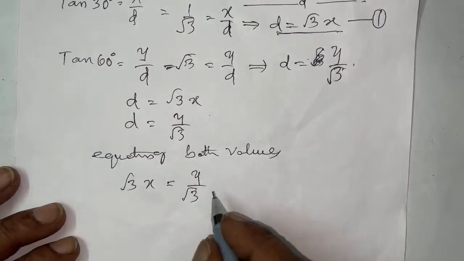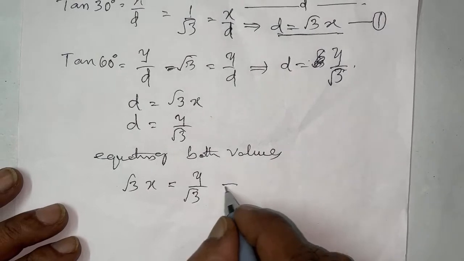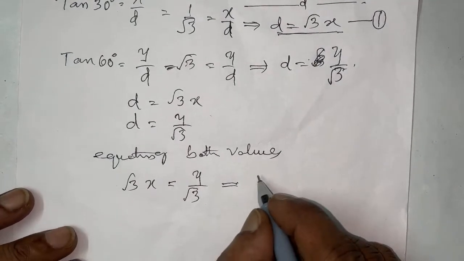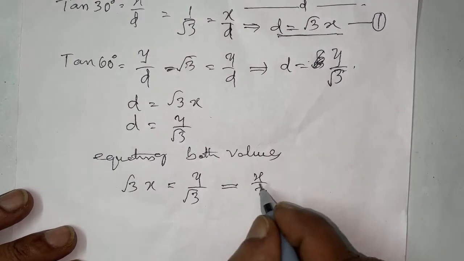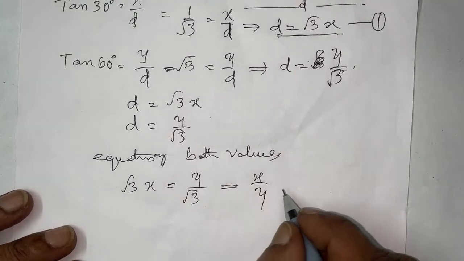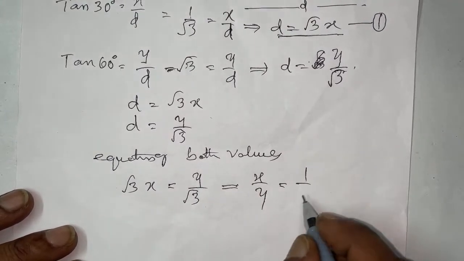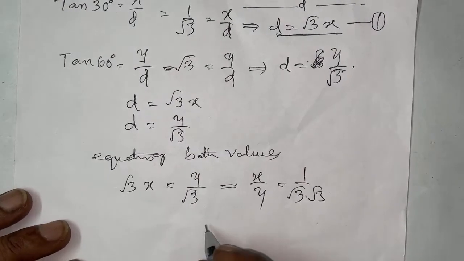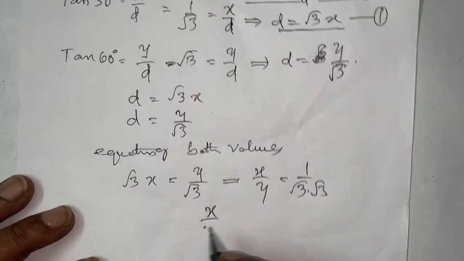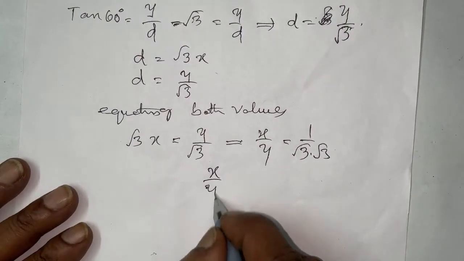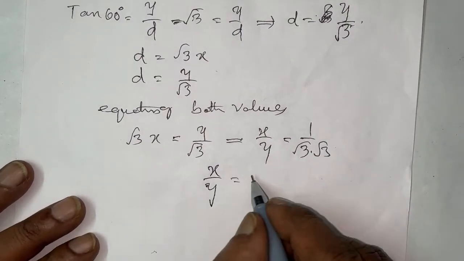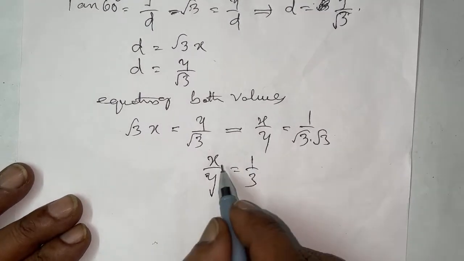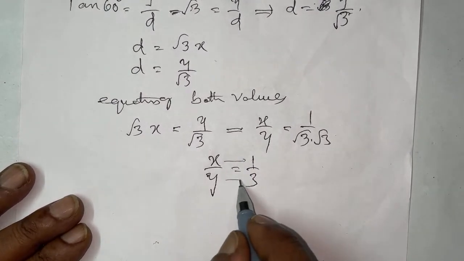If you take cross multiplication, what will come here? I am taking the variables X and Y on one side, and the values on the other side. So X by Y is equal to 1 by root 3 into root 3, that is 1 by 3. That means X is 1, Y is 3.